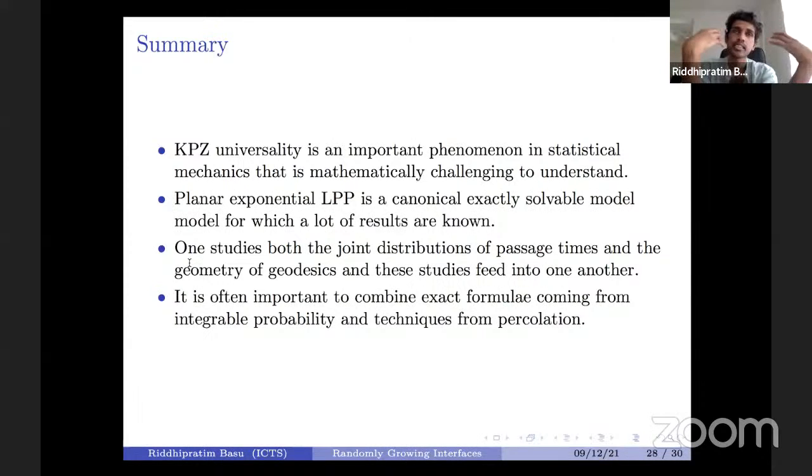So one studies these models to get some insight, one of which is planar exponential LPP. And then there are these two approaches. One is using the exact formula and hard analysis on that. And the other one is to look at more percolation-like techniques, geometric techniques in understanding the geometry of geodesics. And if you can combine these two, they can often feed into one another and give more information. So that's an avenue of research that is being pursued now, and there is some limited success to report.